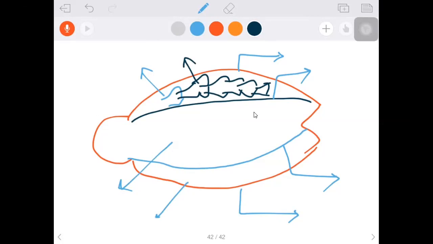What is this? Heart. It contains the heart. That's why this cavity is called the pericardial sinus, or pericardial coelom, because it contains the heart.